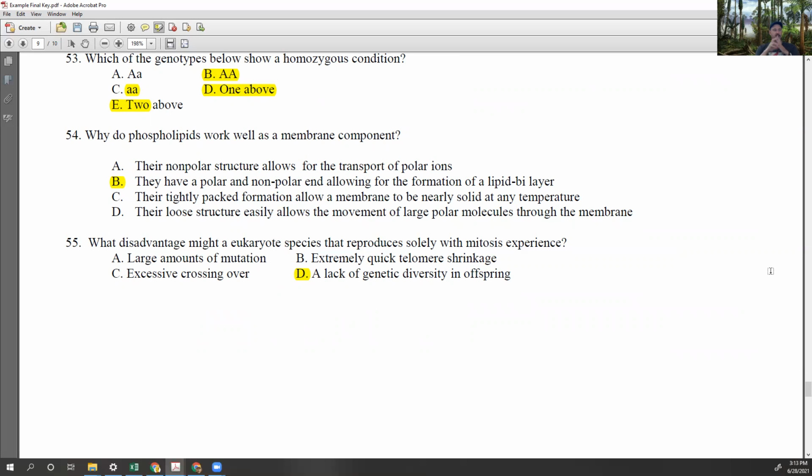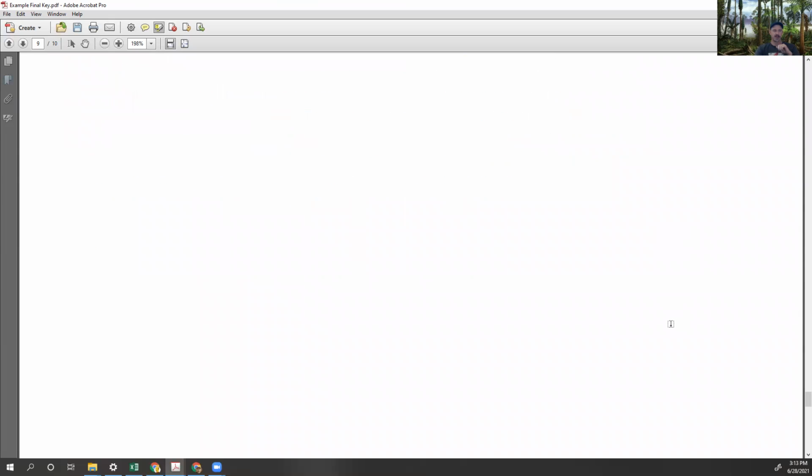What disadvantage might a eukaryote species that reproduces only by mitosis experience? Why would that be a problem? Why would that be a disadvantage? The best answer here is going to be D, a lack of genetic diversity in offspring. So you won't have that diversity needed for evolution by natural selection to take place.